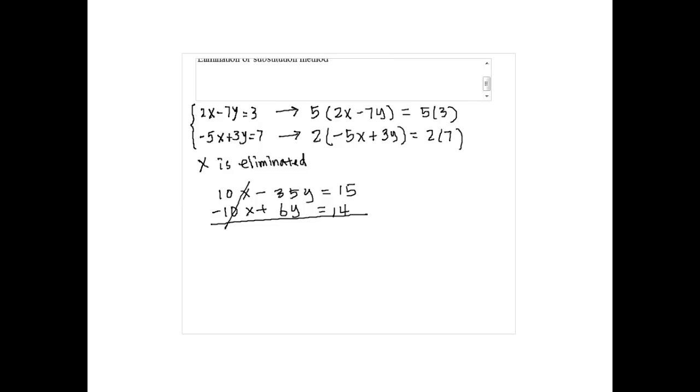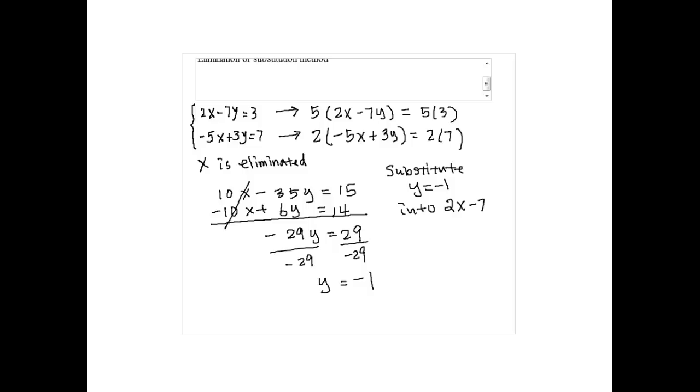By adding both equations, we can eliminate x terms and we're left with negative 29y equals 29. By dividing both sides by negative 29, we get y equals negative 1. Now we're going to substitute y equals negative 1 into one of the original equations.